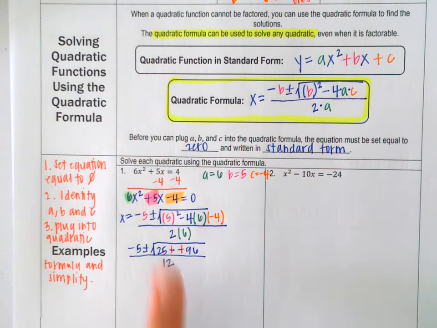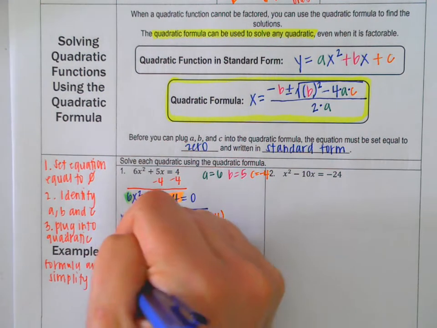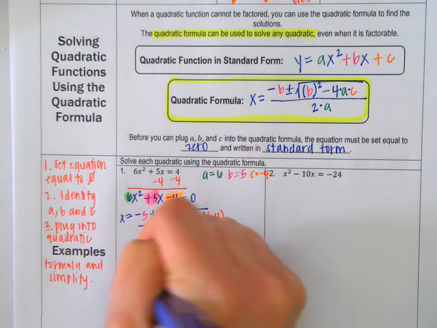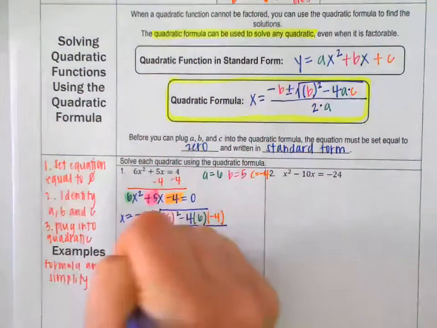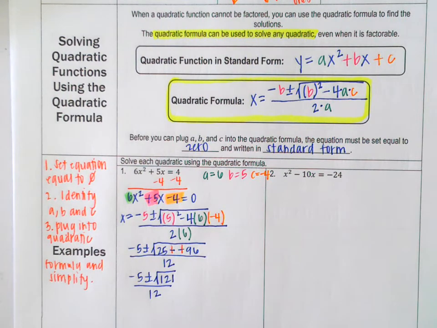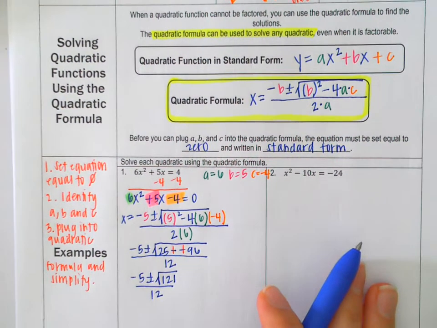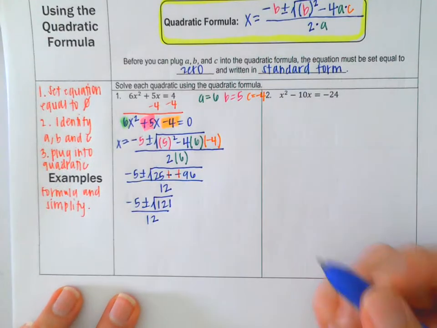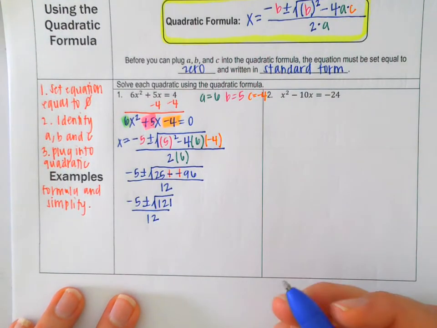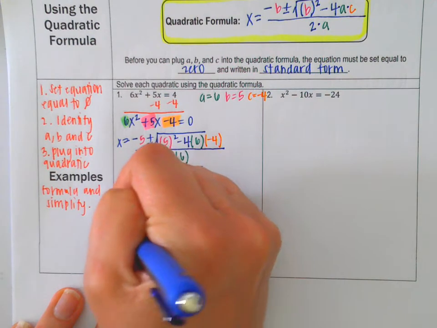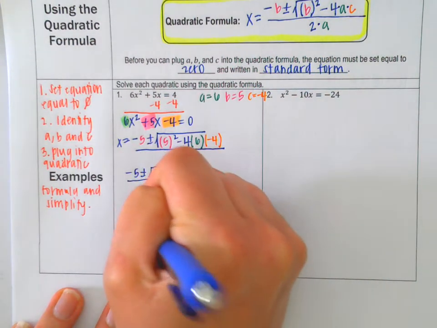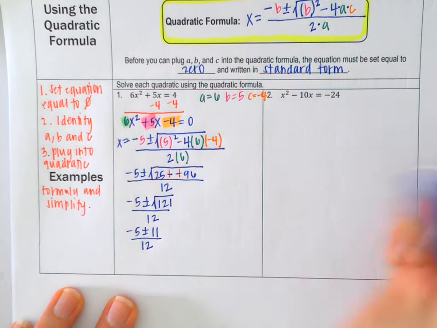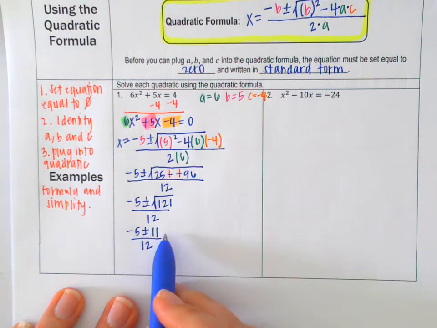And so then I can simplify that. 25 plus 96 gets me 121. Well, at this point, do I know what the square root of 121 is? And I do. I know that the square root of 121 is 11. And then I think, can I simplify this further?